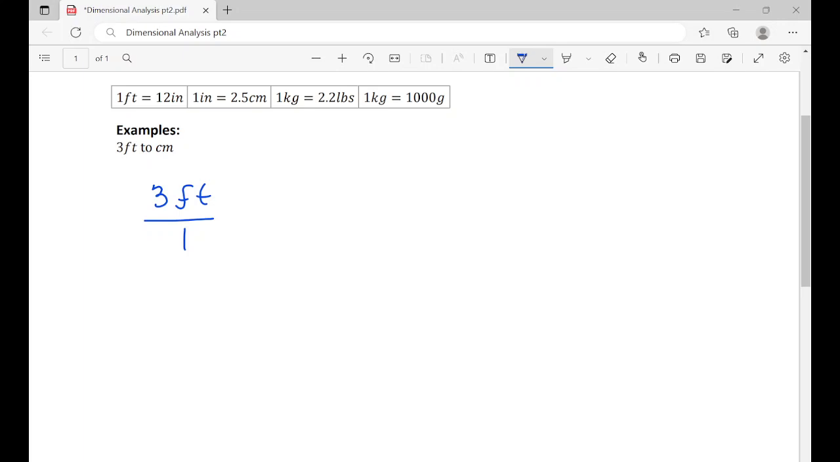So the first thing I'm going to do is get rid of feet. And I can see that 1 foot is equal to 12 inches. So since I need to get rid of feet, I'm going to put 1 foot into the denominator and 12 inches into the numerator. Now that I have that, I still have to get rid of the inches because I need centimeters. So I have 1 inch is equal to 2.5 centimeters. So I'm going to again multiply and have 1 inch in the denominator so I can cancel out the inches here. And up top, I'm going to have 2.5 centimeters.